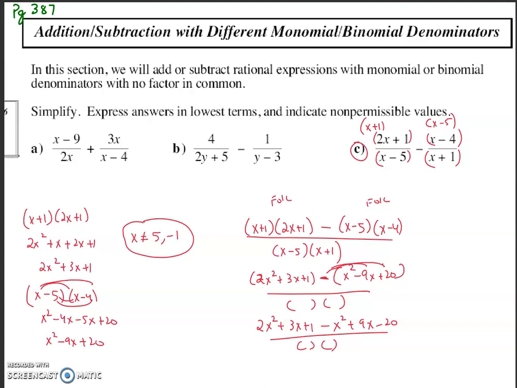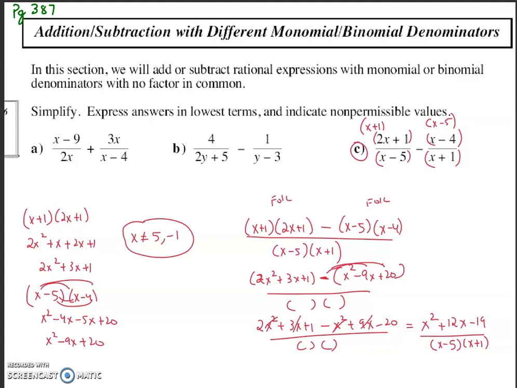Now I'm going to combine my like terms. So 2x squared minus x is just 1x squared. I've dealt with these two, so I'm just going to cross them out. 3x plus 9x is 12x. Cross these out. And then this is a subtraction, so it's minus 19 over, now I'm almost done, so I'm going to actually write down my denominator and stop being lazy.